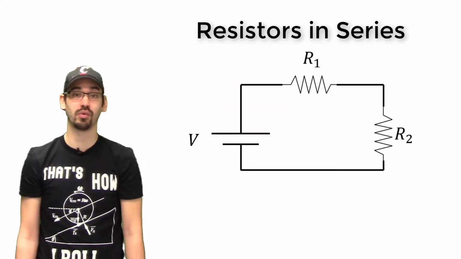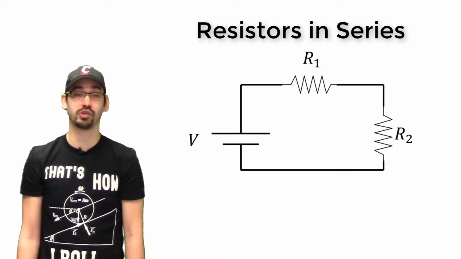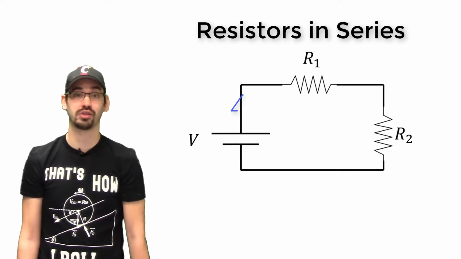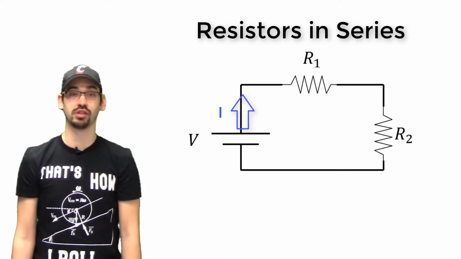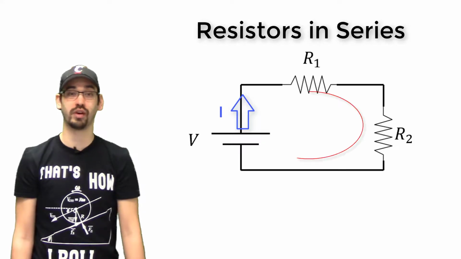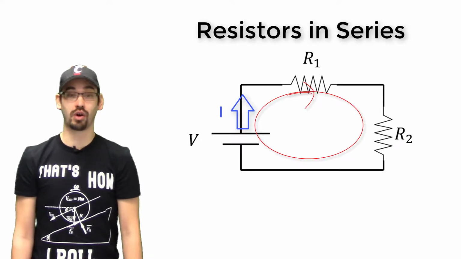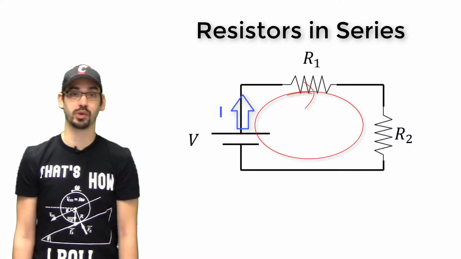The first example will be for two resistors in series. First, we must draw the direction of all currents. We notice that there are no junctions in this circuit, which means the current is the same through both resistors. Now let's draw the direction of our loop. Since we have our currents drawn and the direction of our loop, we're ready to write our loop equation.